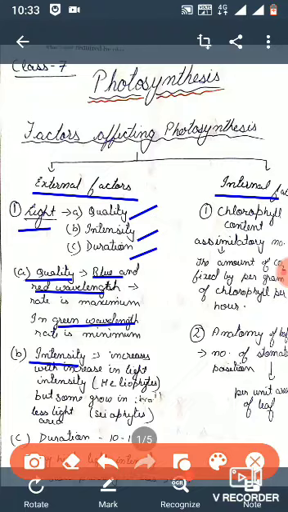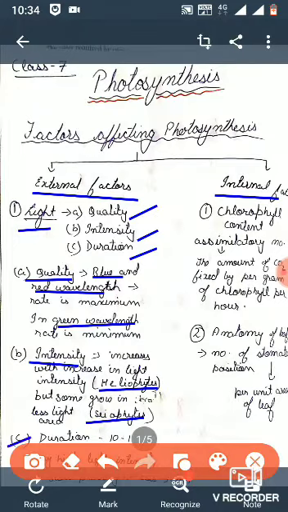Second is the intensity of light. With increase in the intensity of light, the rate of photosynthesis will increase. Such type of plants are known as heliophytes. But some plants grow in the less light area or in the shady area. Such type of plants are known as sciophytes.